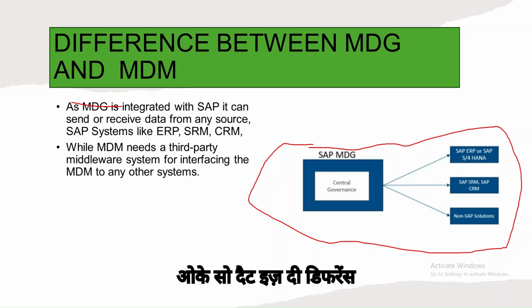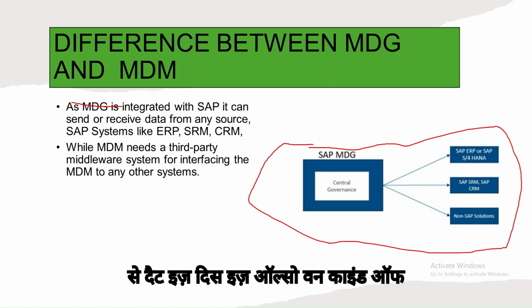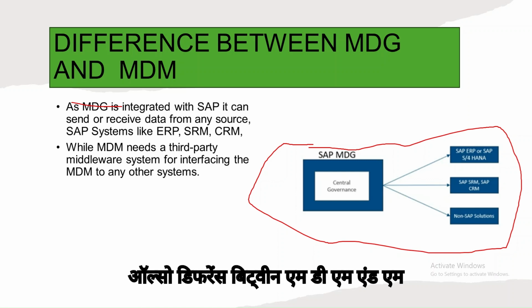So that is the difference between them, and this is the add-on on top of MDM. So we can say that this function is also one kind of difference between MDM and MDG.